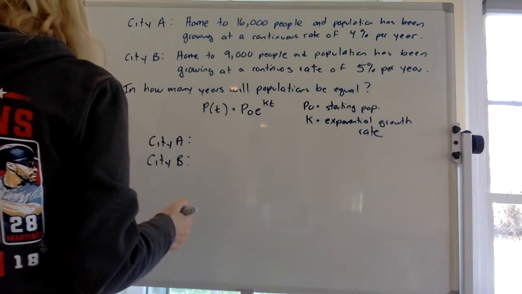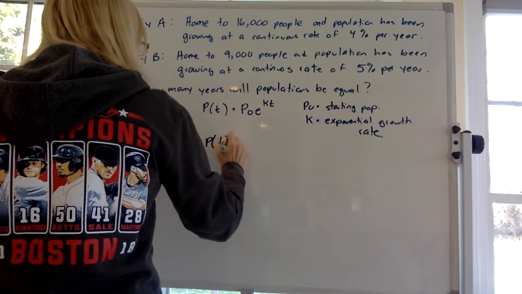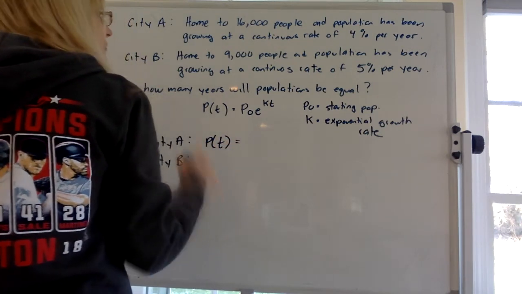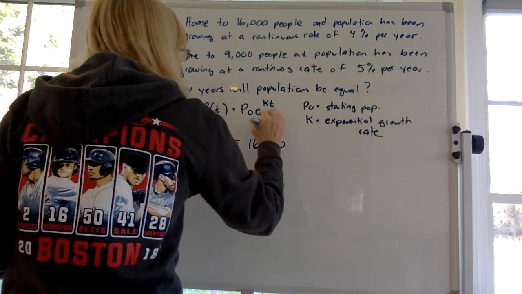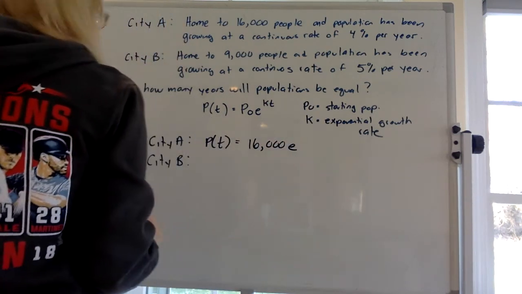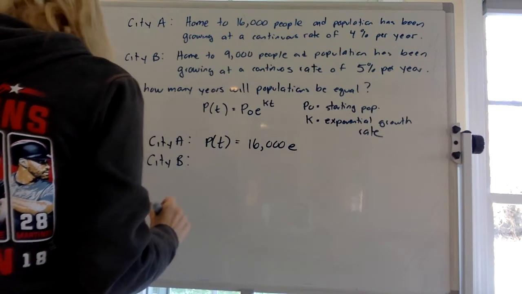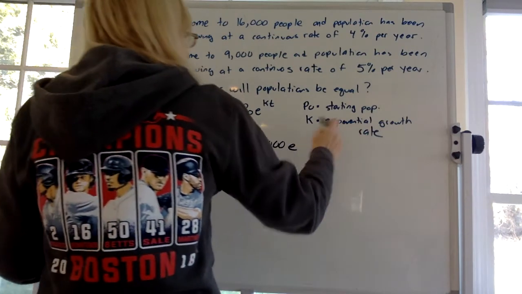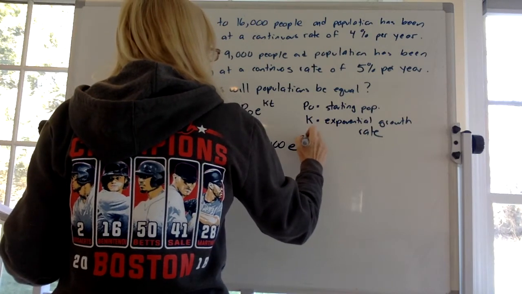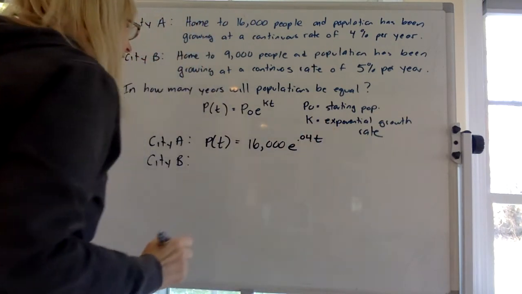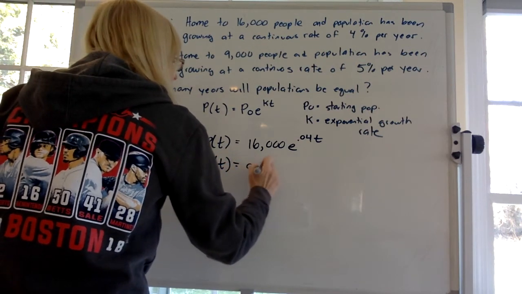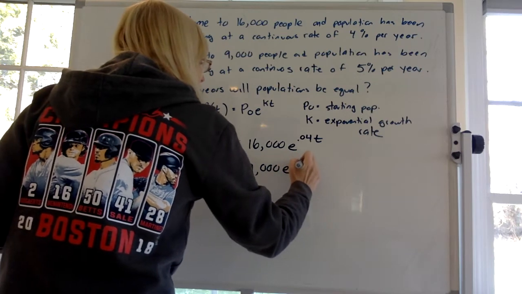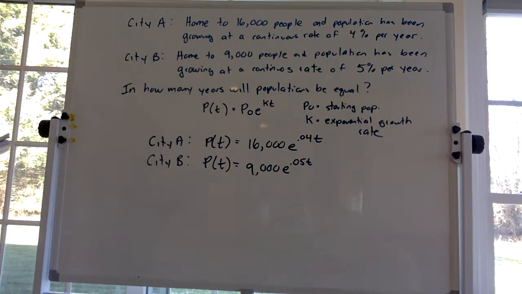For City A, the population function is going to be its starting population of 16,000 times e to the, okay, what's k? K is the growth rate, which is 4%, which written as a decimal is 0.04. t is t. You have to do the same thing for City B. They started off with 9,000 and a 0.05 growth rate.